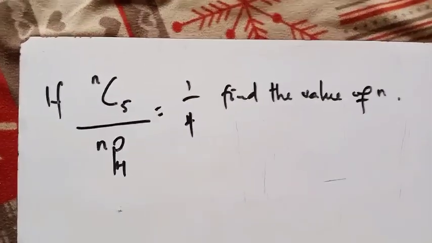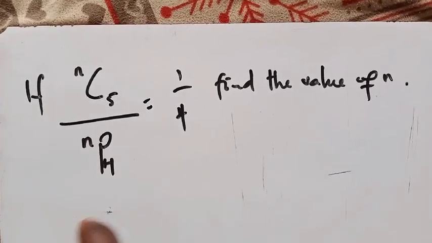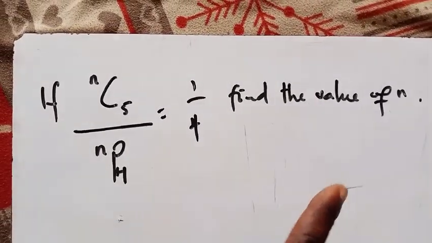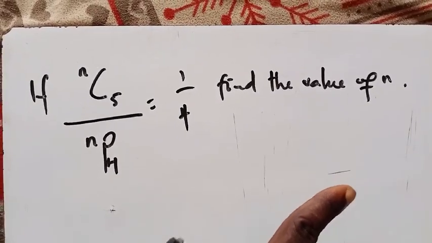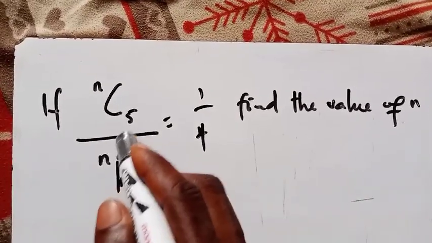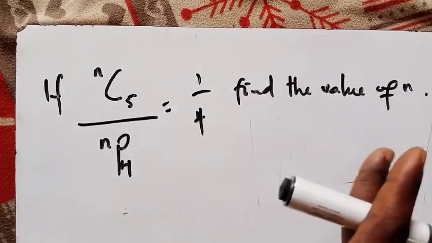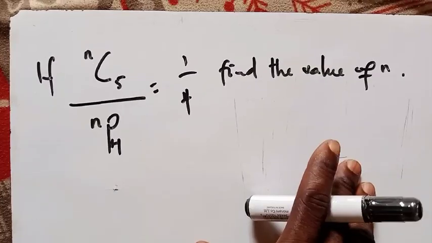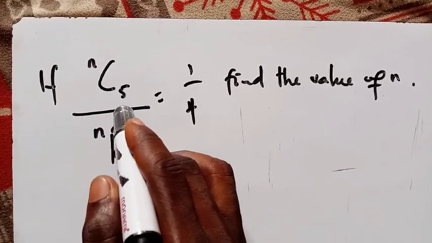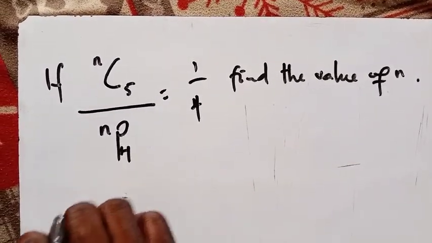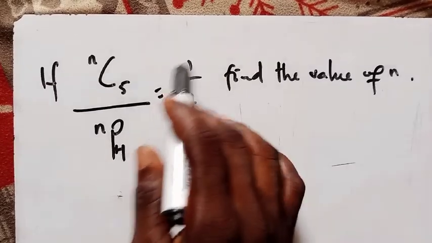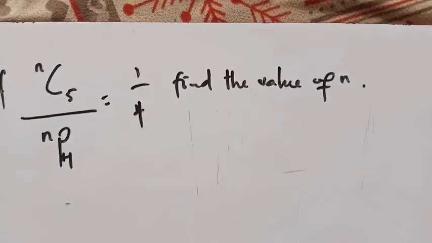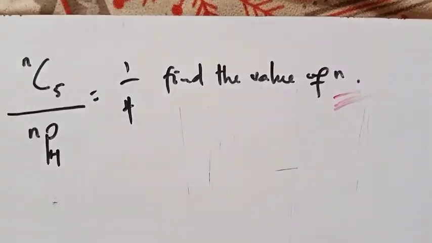So this is the second question, which is a little bit similar to the first one. If you have a very solid understanding of the first part of the question, you should be able to tackle this one, right? So you have the n combination 5, everything divided by n permutation 4, is equal to 1 on 4. Why don't you give it a try? Just pause the video and come back to check the solution. We want to find the value of this n. That is what the question is demanding.